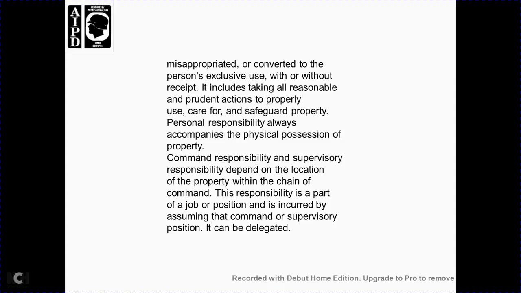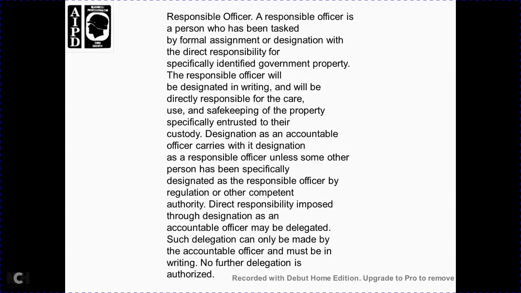Personal responsibility always accompanies the physical possession of the property. Command or supervisor responsibility depends on the location of the property within the chain of command. The responsibility is part of the job of the position, incurred with assuming the command or supervisor position, and cannot be delegated.